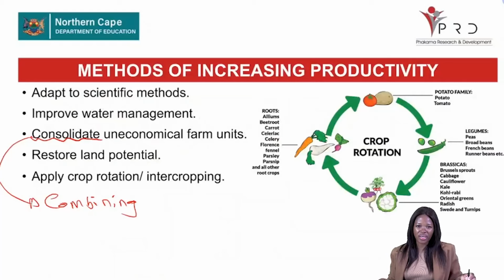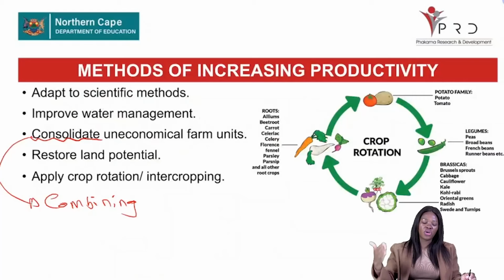Right? The last one, instead of using monocropping, you can apply what is known as crop rotation. And crop rotation is grade 10's work. Now, what is crop rotation? A practice whereby we grow different crops on the same piece of land year after year. Why? We all know that different crops use different nutrients from the soil, right?